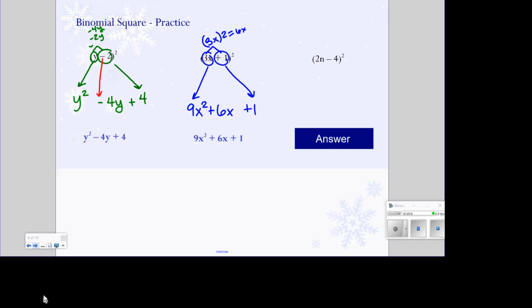Lastly, we have 2n minus 4 squared. Take your first part, square it. Take your second part, square that. And the middle piece comes from multiplying 2n times negative 4, which is a negative 8n, and then doubling it to get negative 16n. So the middle term should be negative 16n.